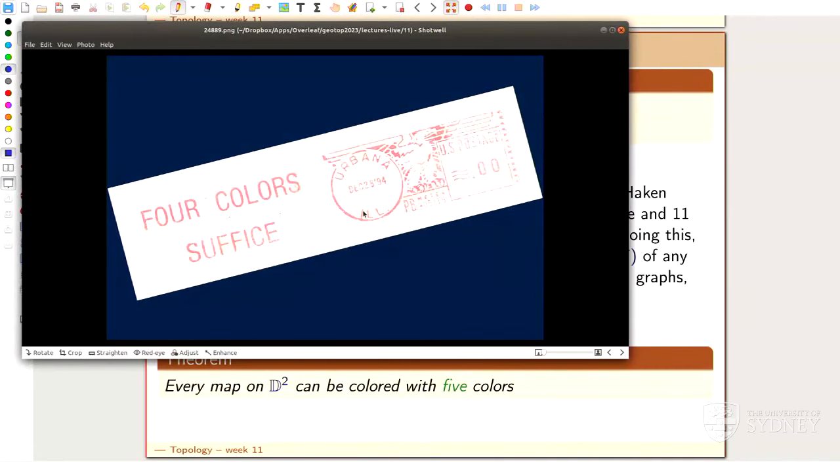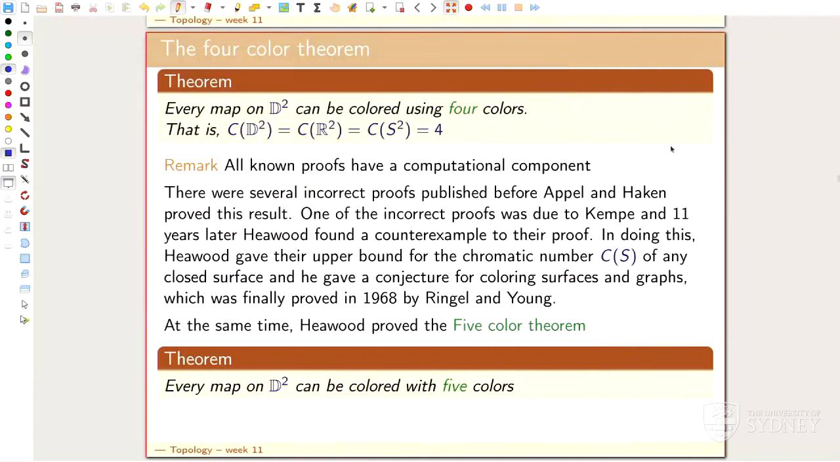Let me pull up this picture. The postage stamp was released quite soon after. So it's really difficult and absolutely remarkable. It was, as I said, one of the first proofs that is done by computer. Well, most of it is done by a computer.